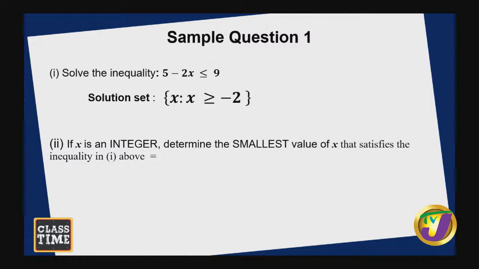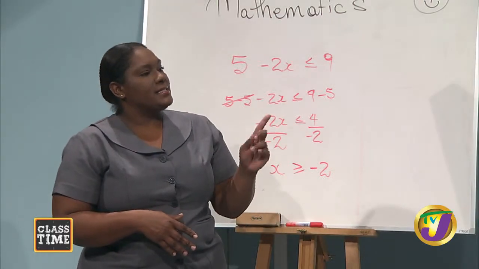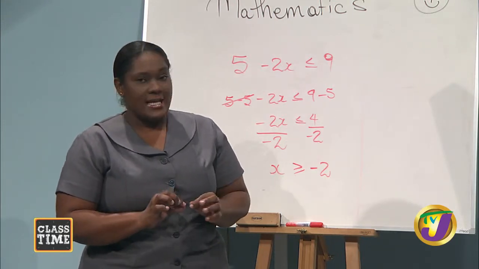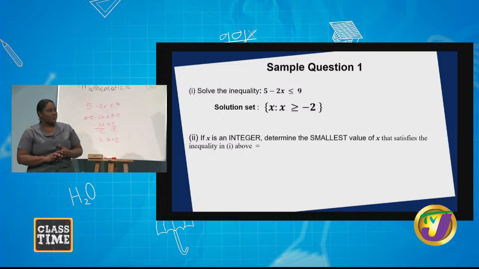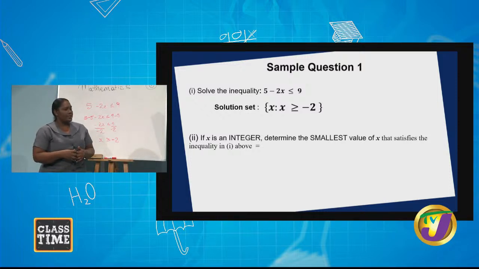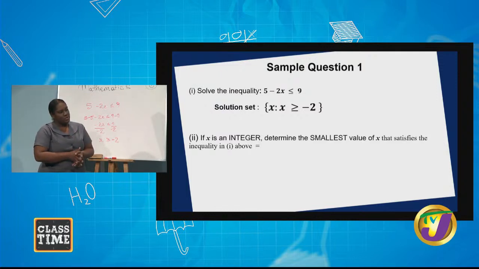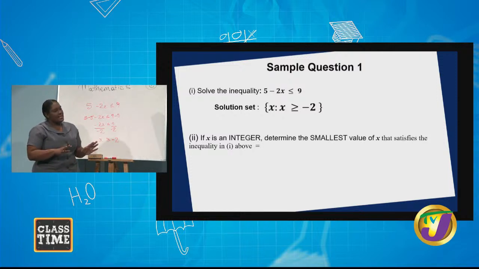We are to determine the smallest integer value of x that satisfies the inequality in part one above. Now, we did a solution to say that the solution set that satisfies this inequality is the set of x such that x is greater than or equal to -2. We are now required to determine the smallest value of this solution set.